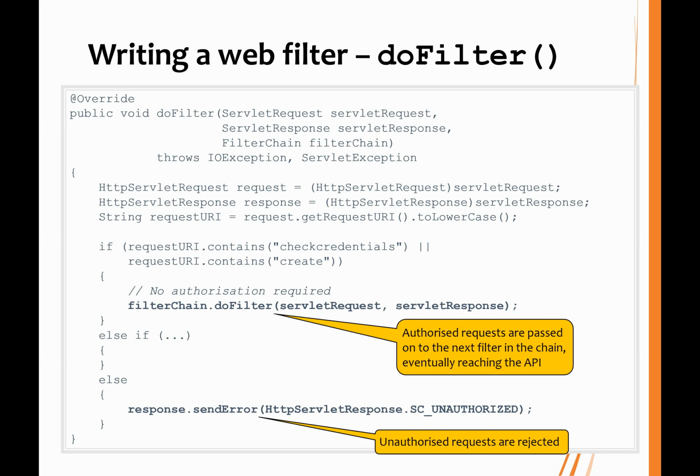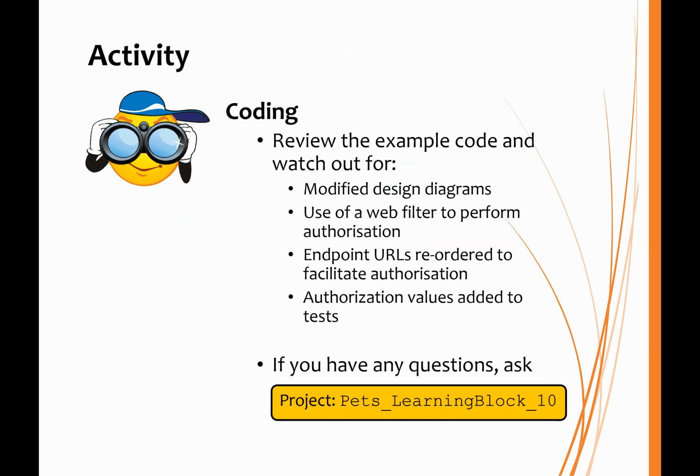Eventually, when the last filter in the chain has processed and accepted the request, calling filterchain.DoFilter in that last one in the chain will effectively just forward the request and response on to the API. Now, we can do other processing in here to perform authorization, but eventually we might determine that the request is not authorized, in which case we will use the response object to send an error back to the client, and in this case we're going to send a status code unauthorized, which is the 401 response. So let's see how this can be done.